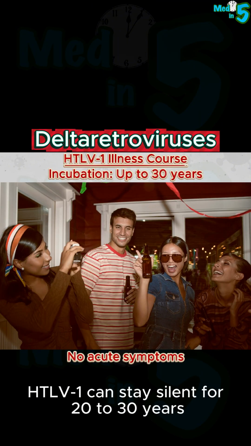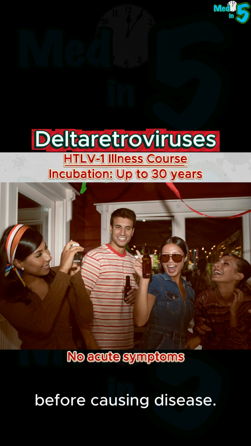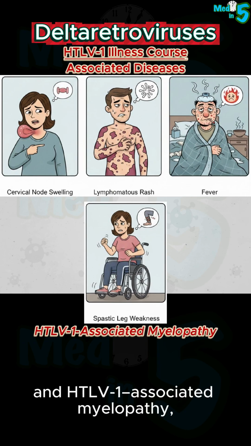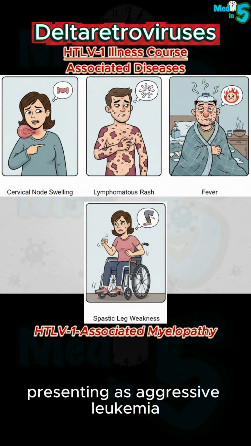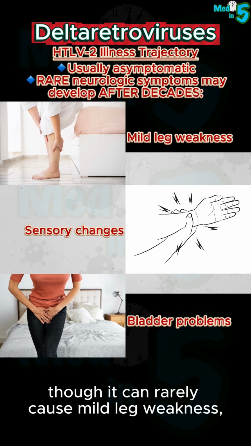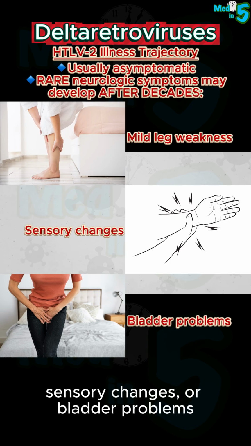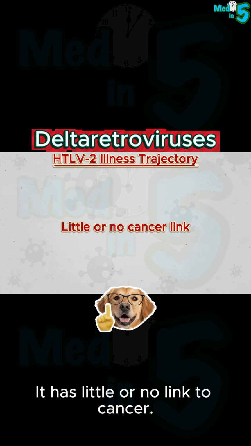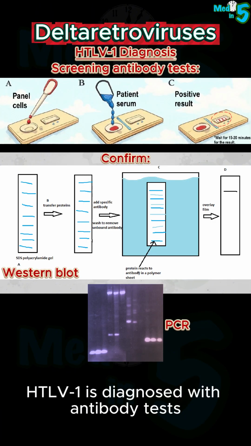HTLV1 can stay silent for 20 to 30 years before causing disease. It can lead to adult T-cell leukemia or lymphoma and HTLV1-associated myelopathy, presenting as aggressive leukemia and spastic leg weakness. HTLV2 is usually asymptomatic, though it can rarely cause mild leg weakness, sensory changes, or bladder problems decades after infection. It has little or no link to cancer.